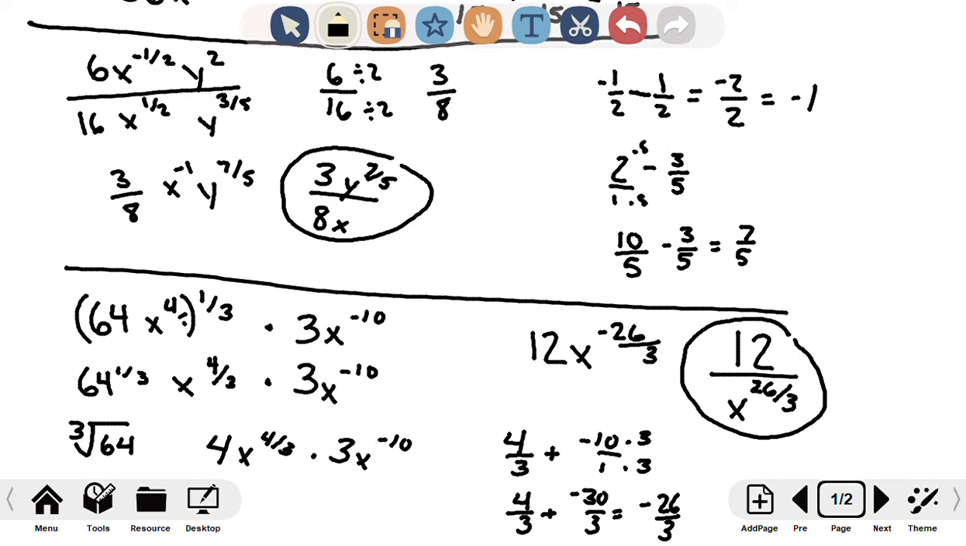So you can see the properties of exponents apply to fractional exponents in the same way that they would to whole number exponents. The only difference is you have to remember how to do some basic fraction work. Hopefully this video has helped.